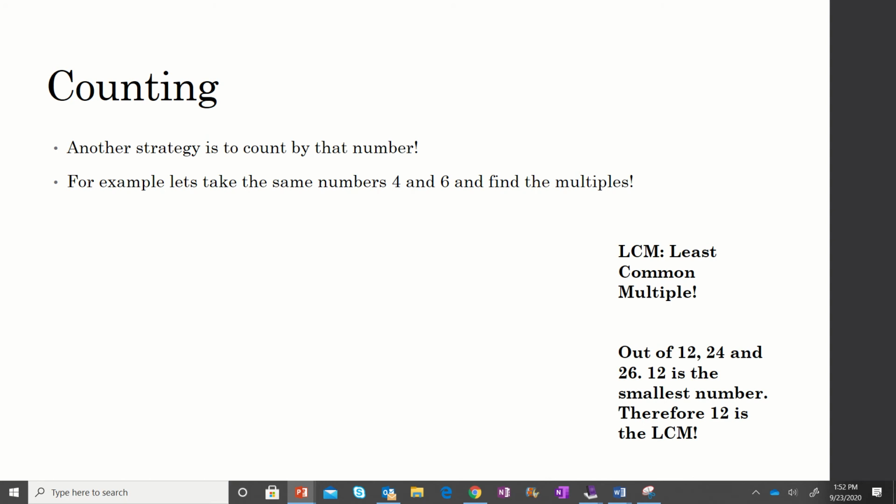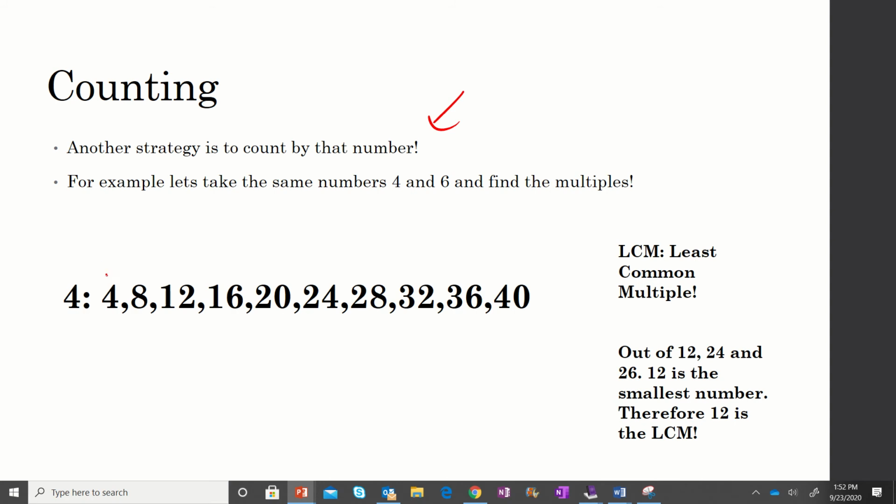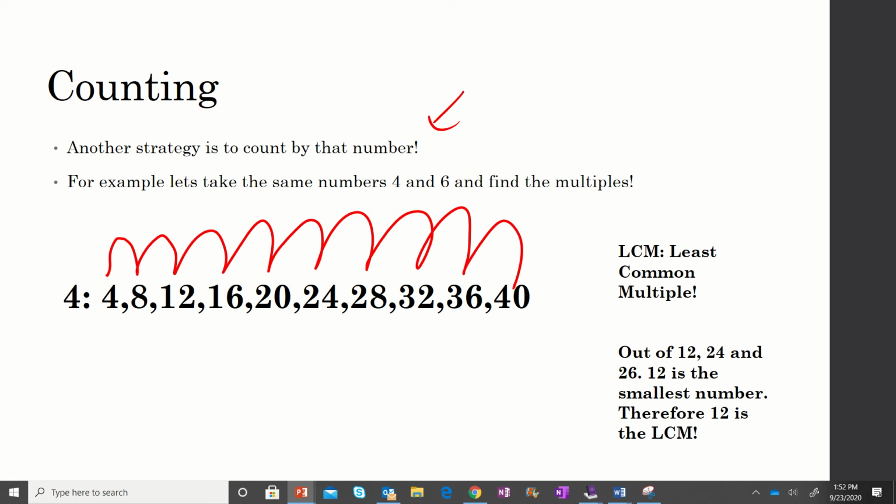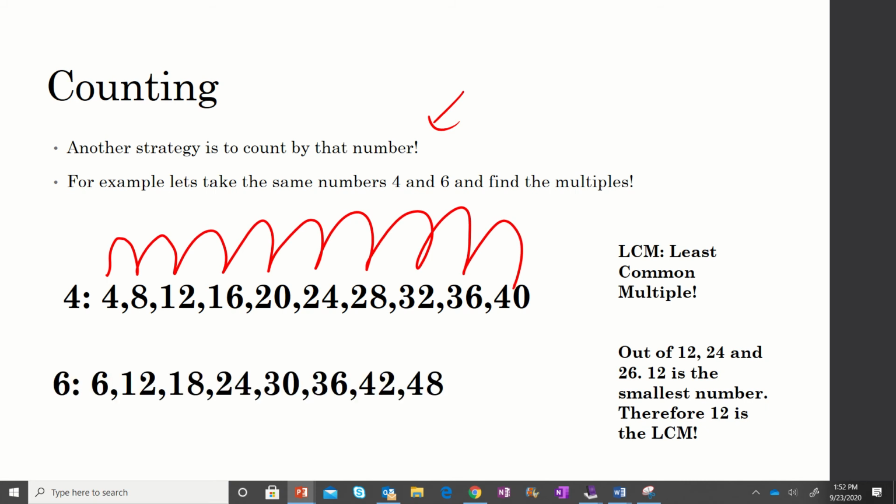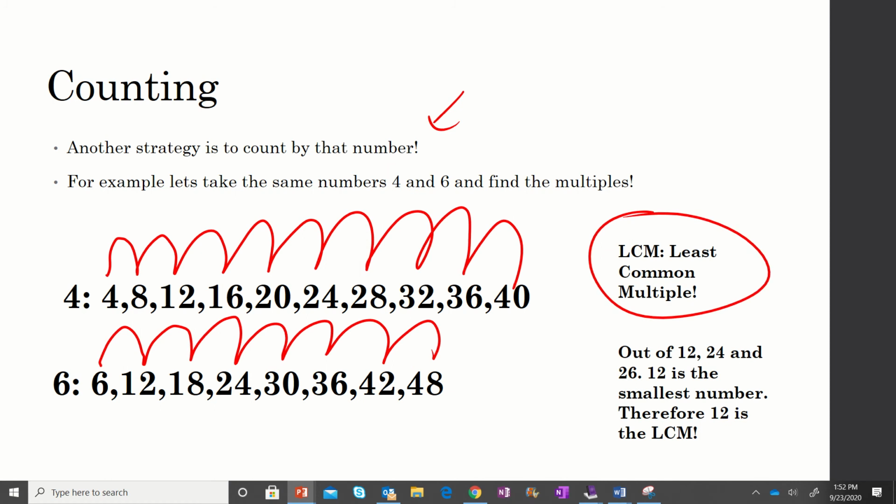The next way is counting. We're going to count by a number. I took 4 and 6, just like last time. I listed 4, 8, 12, 16, 20, 24, 28, 32, 36, 40. I went to 40. Then I took 6, and I went 6, 12, 18, 24, 30, 36, 42, 48. As we can see, just like last time, our least common multiple, the LCM, is the smallest of 12, 24, and 36. Therefore, 12 is the least common multiple.